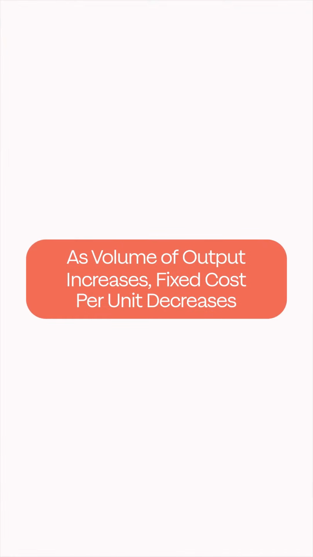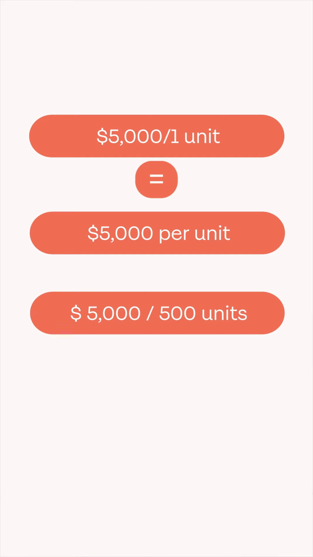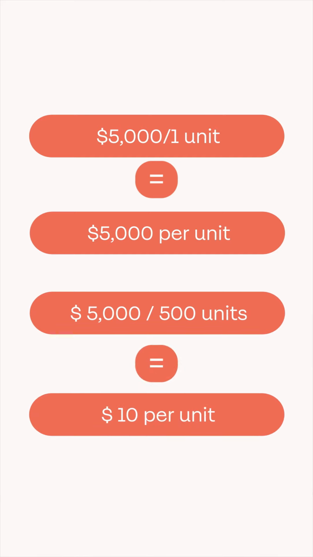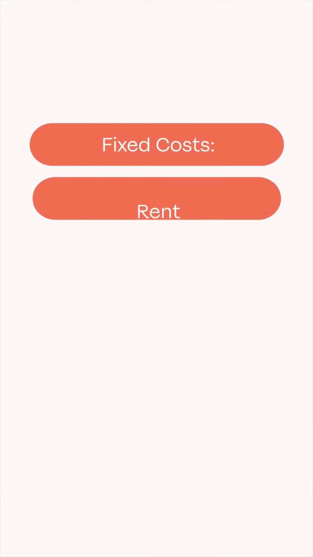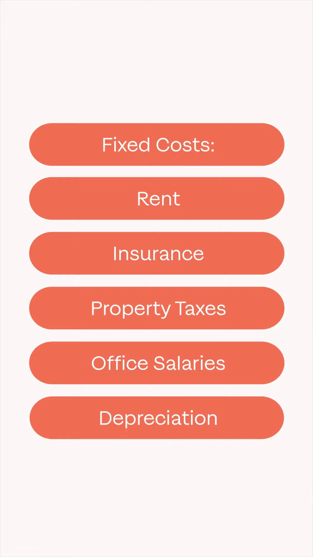While the total amount of fixed costs never changes, something cool about fixed costs is that as volume of output increases, the fixed cost per unit decreases. Let's refer back to Company A and its $5,000 property taxes. If the company only produces 1 unit, the cost per unit would be $5,000. But if they increase their output to 500 units, the fixed cost per unit would decrease to only $10 per unit. A few common examples of fixed costs are rent, insurance, property taxes, office salaries, and depreciation.